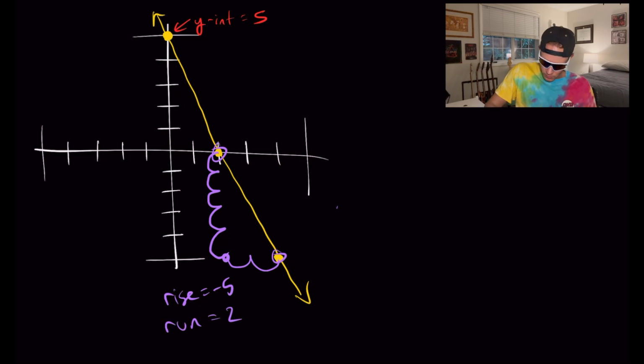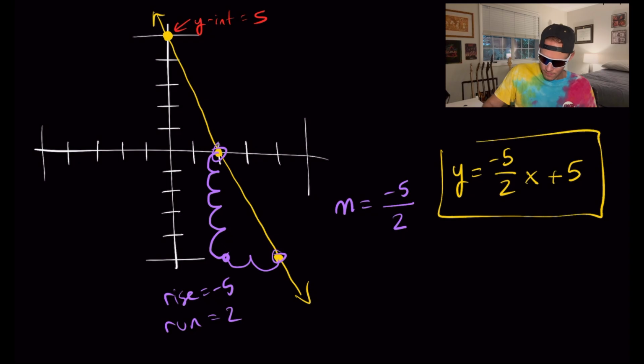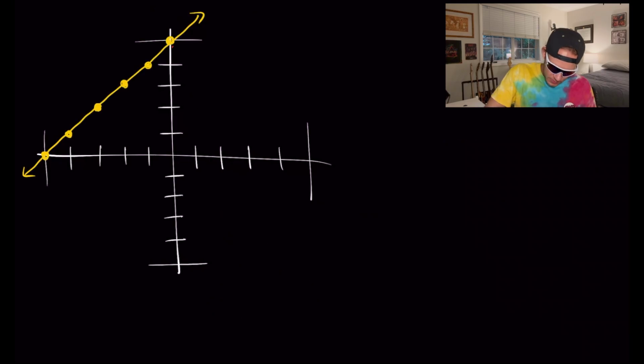Rise over run, or slope, is equal to -5 over 2. We can just leave that as a fraction. That's totally fine. And then we can write our equation. So the equation of this line, this yellow line, is going to be y is equal to our slope, -5 over 2, times x, and then plus 5. Find the y-intercept right here.